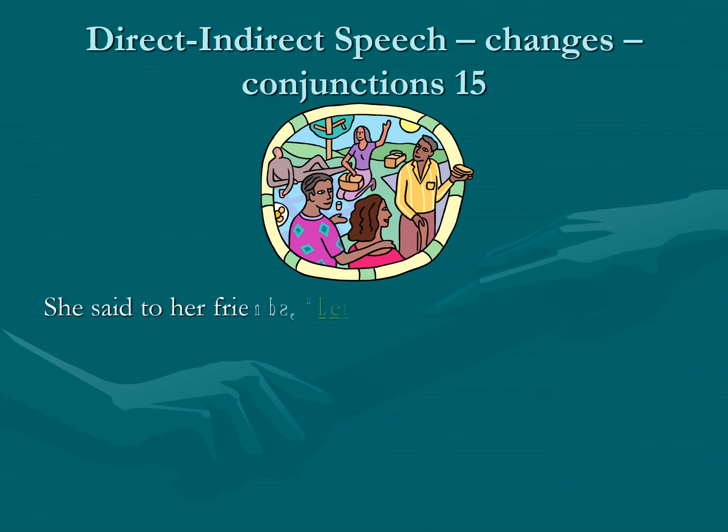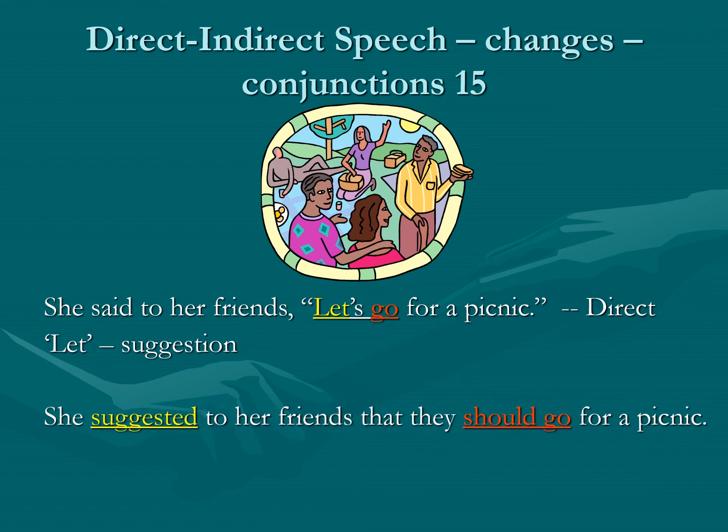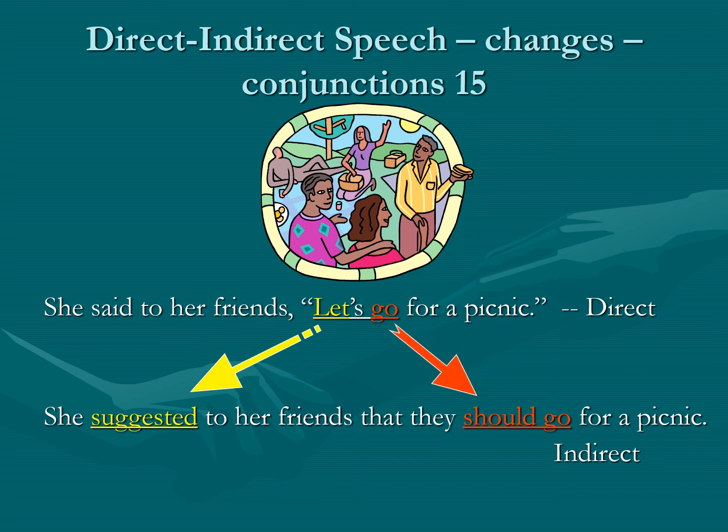Let's have a look at the following sentence. She said to her friends, "Let's go for a picnic." It's a direct speech. Here, let is used to suggest something. She suggested to her friends that they should go for a picnic. It's an indirect speech. Now, here, let's has become suggested and go has been converted to should go.